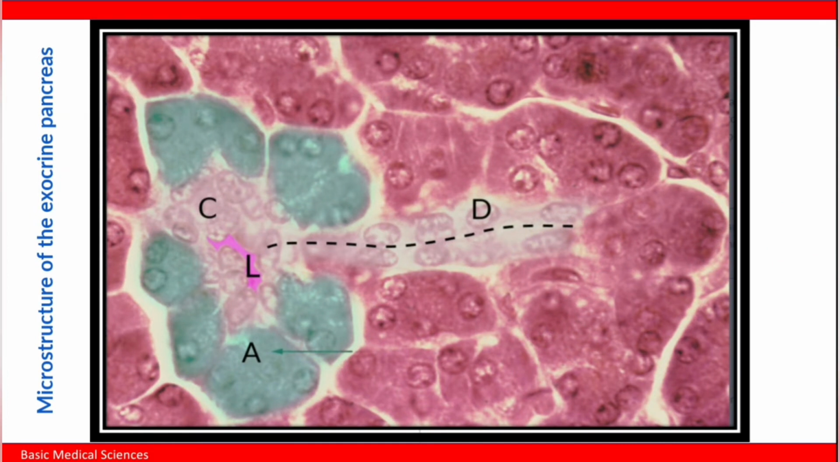This is the microscopic structure of the exocrine pancreas, right? So here you can see the lumen. These are acinar cells actually, and this is a duct.